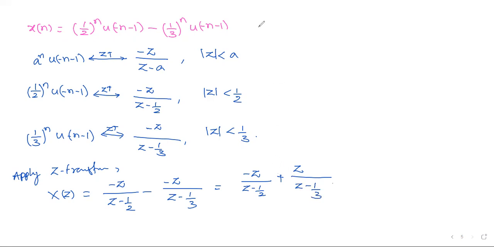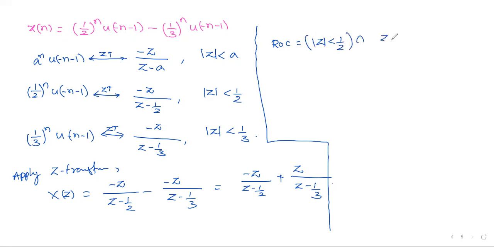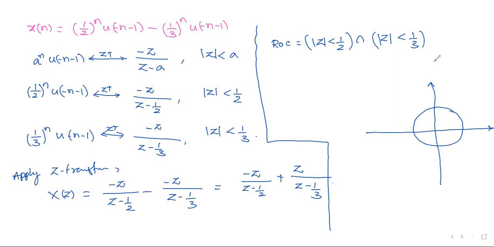Now here we need to draw the ROC of the signals. So what is the ROC? Mod z is less than 1/2 intersection mod z is less than 1/3. Now draw the two circles here. Here is 1/3, 0.333, less than means inside of this, and here it is 1/2, inside. This is less than 1/2. 1/2 means 0.5.